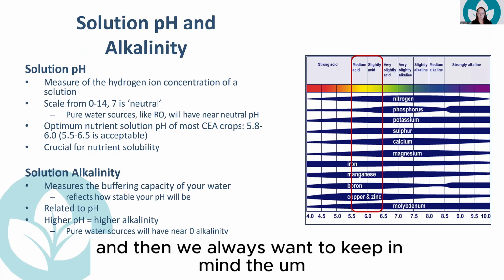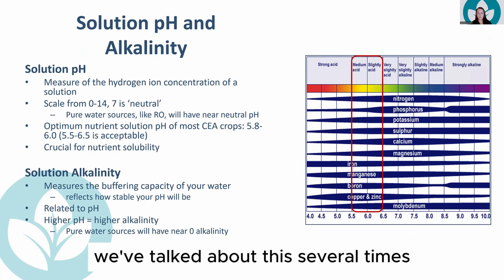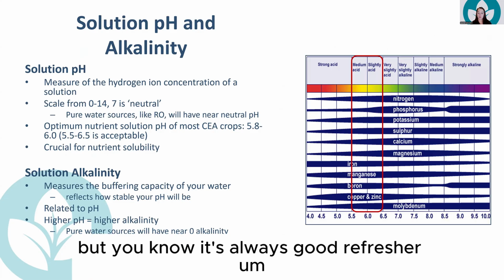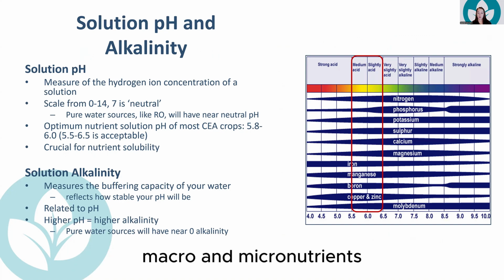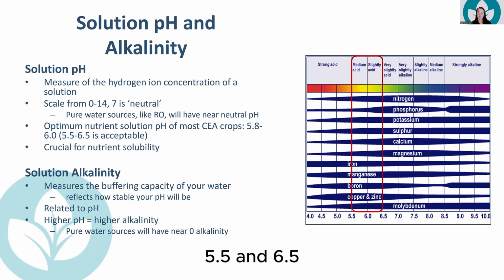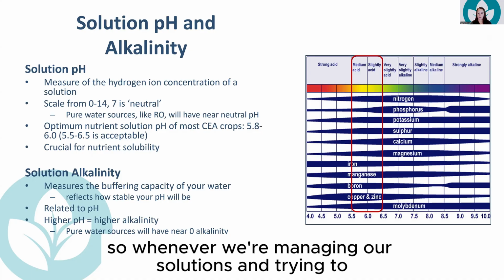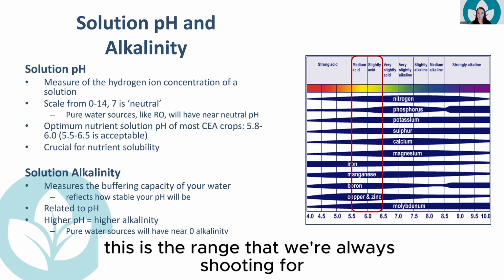And then we always want to keep in mind the solution pH and alkalinity. We've talked about this several times, but it's always a good refresher to go over that all of the nutrients your plants are going to need, macro and micronutrients, are going to be most soluble at a pH range between 5.5 and 6.5. So whenever we're managing our solutions and trying to keep that pH in check with either our pH up or down, this is the range that we're always shooting for.